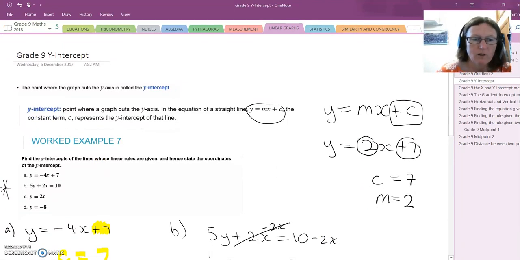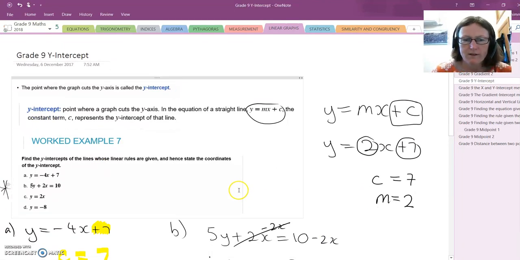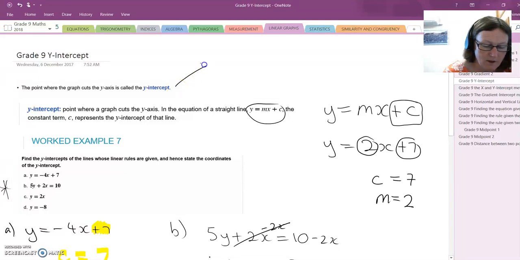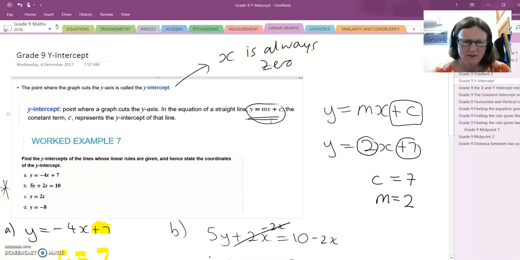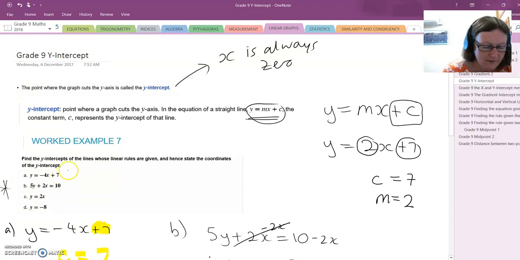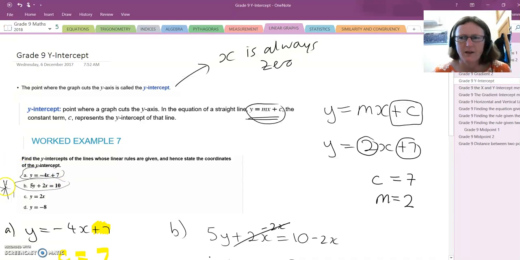So just a reminder, the point where the graph cuts the y-axis is called the y-intercept. At the y-intercept, x is always 0. If we've got it written in the form y equals mx plus c, the constant term, the c, represents the y-intercept of the line. It needs to be in the form y equals mx plus c, like worked example A. If it's not in that form, like worked example B, we need to rearrange our formula before we can work out what our y-intercept is.